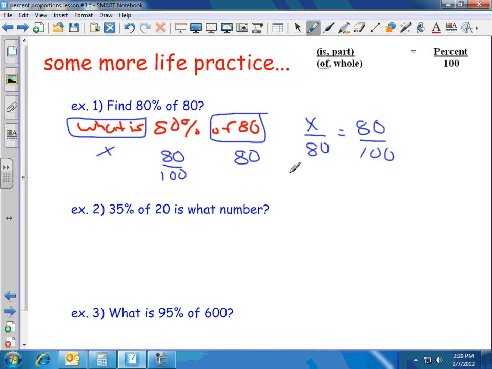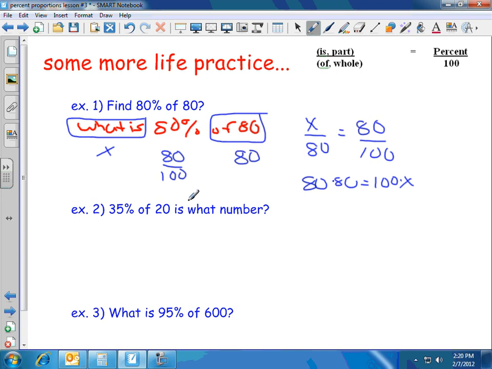And then again, you're going to solve this as you would any one-step proportion. So 80 times 80 equals 100 times x. Alright, so those are your cross products. And again, simplify this out and then solve for x. So let's work on the setup for this one as well. So here you're given 35% of 20 is what number.